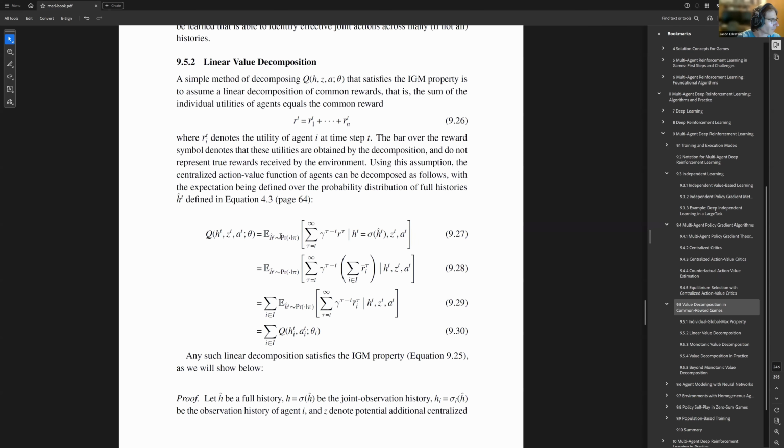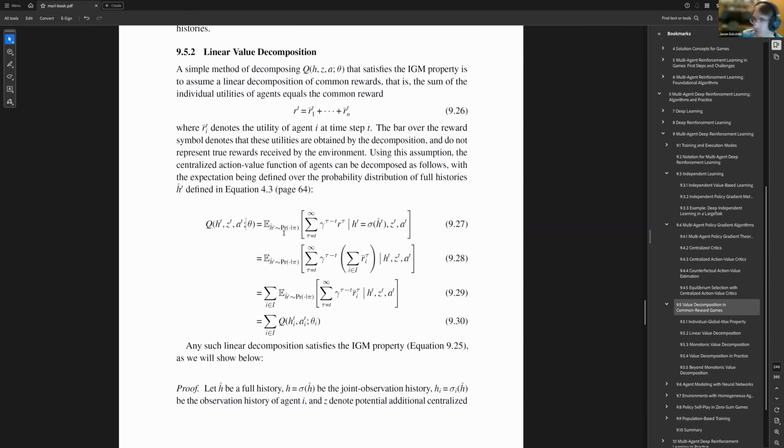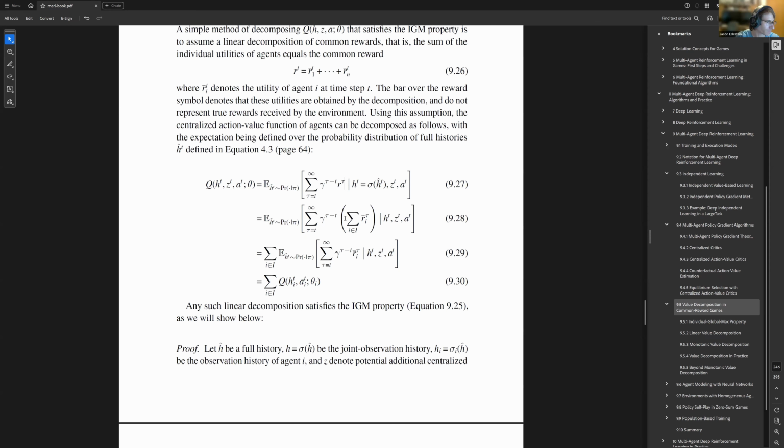This is just a statement of replacing the joint action value function with its definition, right? And here we have the discounted sum of rewards, of common rewards. In this step, we're just replacing that with what we would like the utility functions to do, which is output a utility value, which when summed is equal to the common reward.